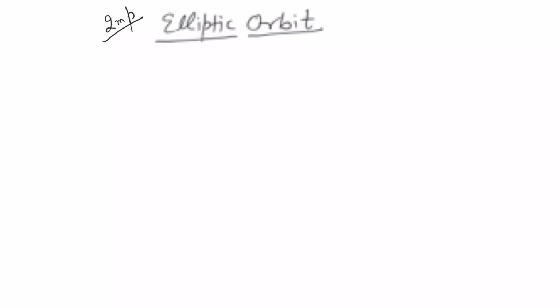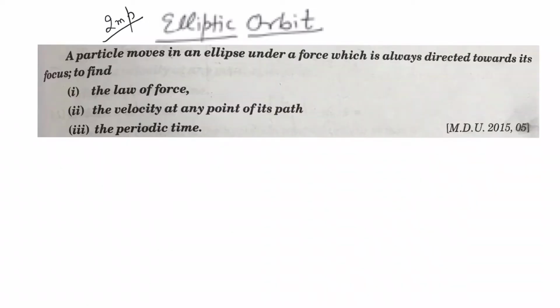The problem of the elliptic orbit goes something like this: a particle moves in an ellipse under a force which is always directed towards its focus, and we have to find the law of force. Number 1, the velocity at any point of its path. Number 3, the periodic time. So firstly we shall be calculating the law of the force.